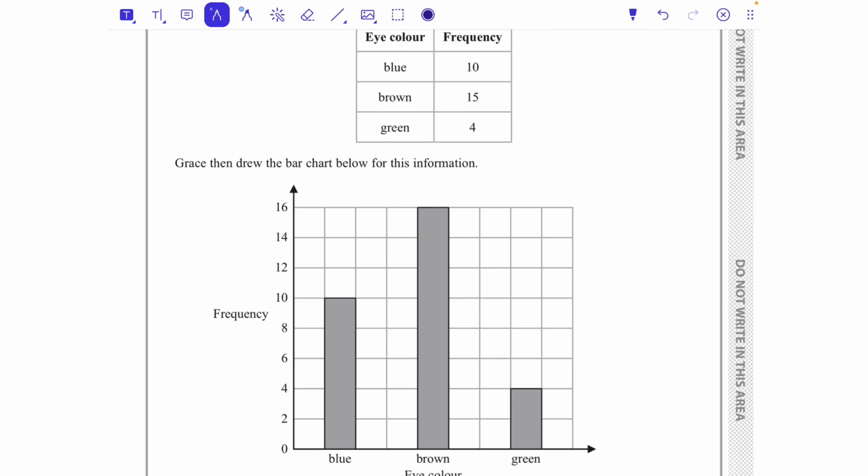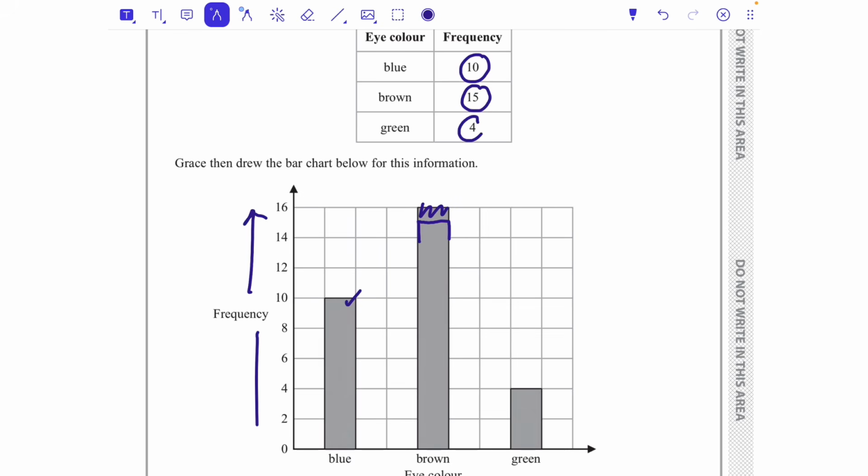The first thing I would always check is the y-axis, what it's going up in, so 2, 4, 6, 8, 10, 12, 14, 16, yep, that's okay, I'm happy with that. Now let's check the numbers, so I've got 10 here as my frequency for blue, yep, that's correct. I've then got 15 for the frequency for brown, no, so we can see that that's an error there. 15 would have ended there and not gone up and had that top bit, and green is 4.